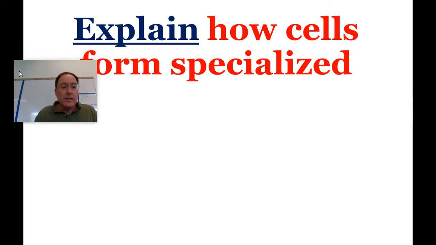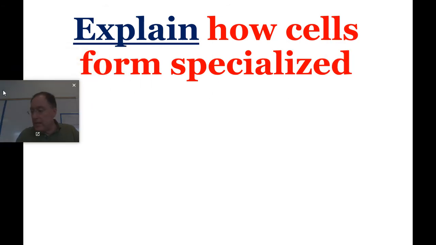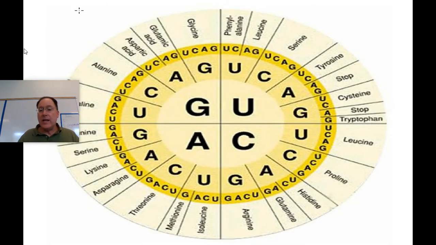Well, the next state standard here is explain how cells form specialized tissues due to the expression of some genes and not others. Well, it's the same thing. I guess that goes along with the dominant and recessive genes. That's the easiest way to think about this, that sometimes we get genes from our parents for certain traits, but they're dominated against. Some genes are expressed, and that would be the dominant gene.